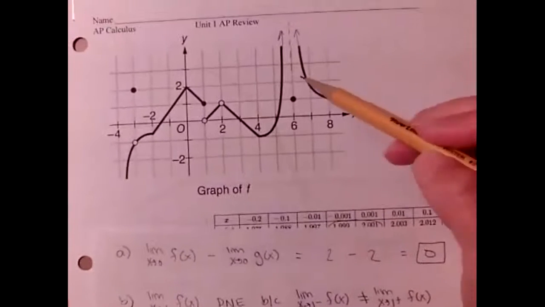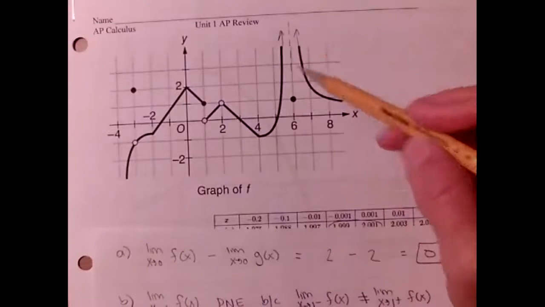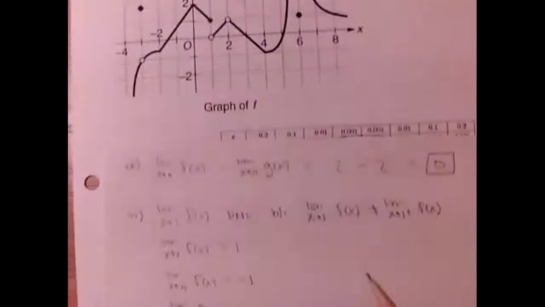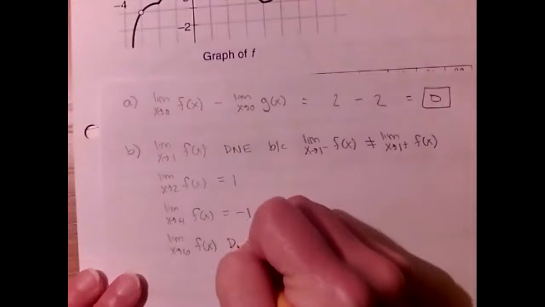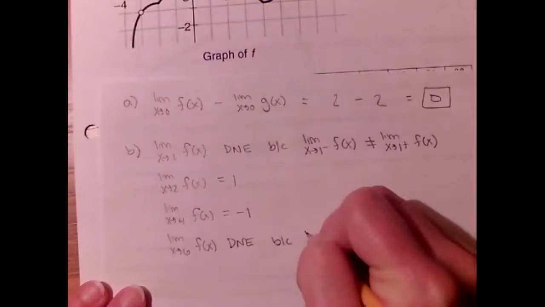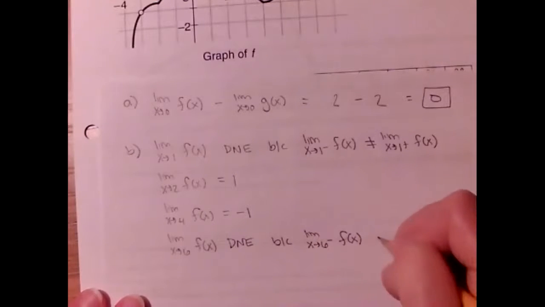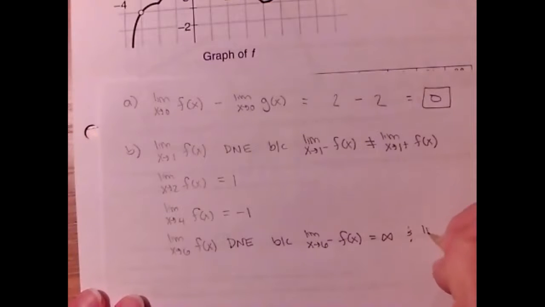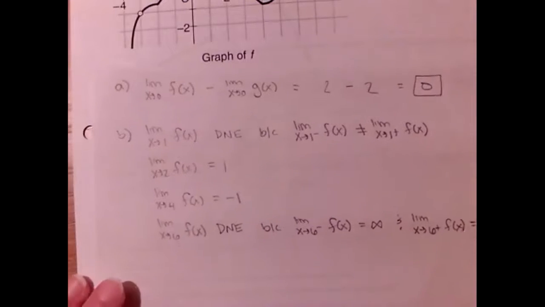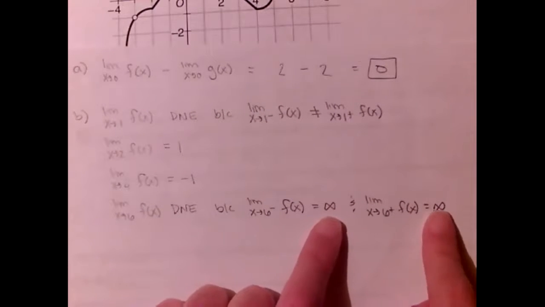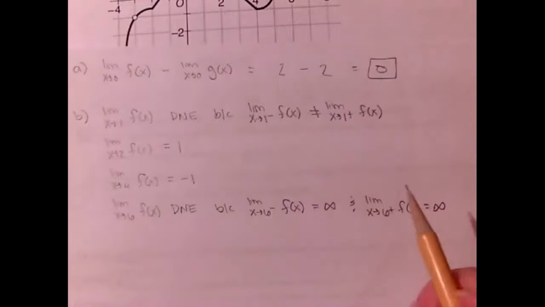And then 6, we have an asymptote there. I realize there's a point somewhere else, but that point is just hanging out there. Both sides are going to positive infinity, so this is going to be does not exist. So I'm going to say because the limit as x approaches 6 from the left is infinity, and the limit as x approaches 6 from the right is infinity. What we're saying is both sides of the graph are going upwards. It's increasing without bound.